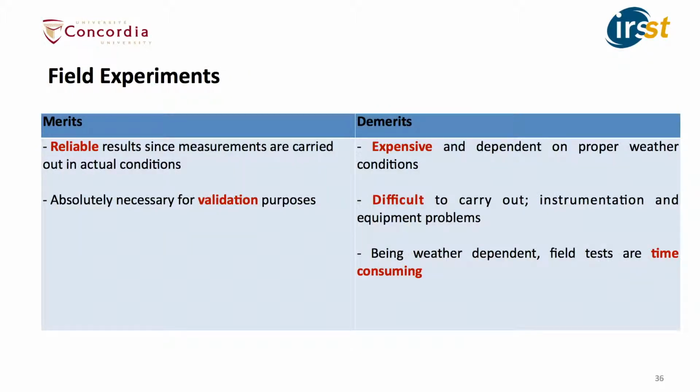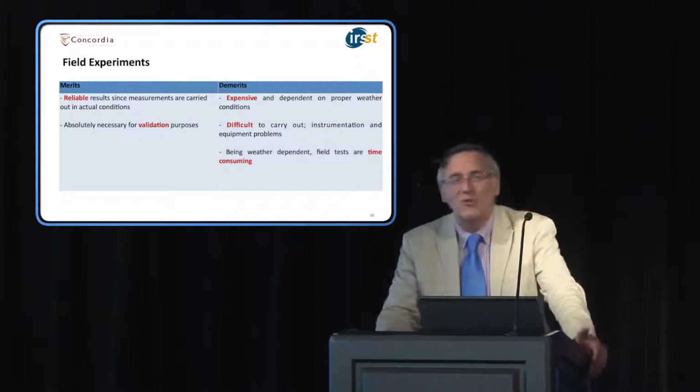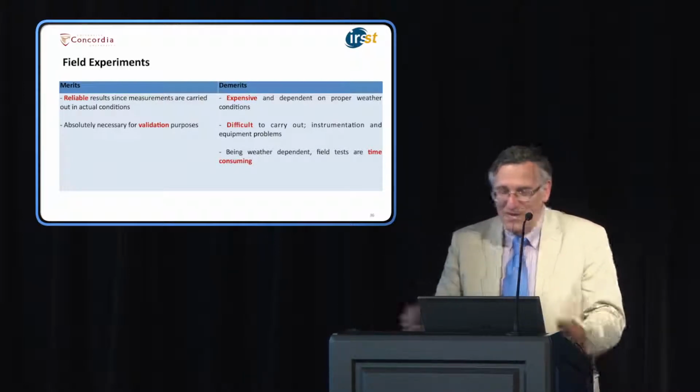So, field experiments, what are the advantages? Reliable results, since measurements are carried out in actual conditions, absolutely necessary for validation purposes. Disadvantages: they're very expensive, they depend on the weather, and they are difficult to carry out. You have to be very patient, because you may have to wait a long time for the wind to come from the right direction, because the wind comes from the direction that it wants and with the intensity and magnitude that it wants. They don't get permission from us.